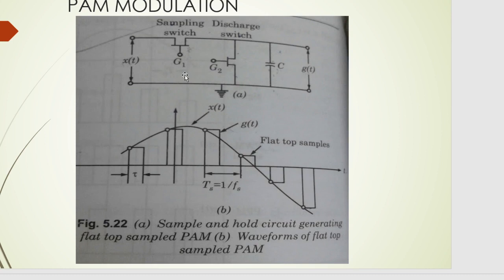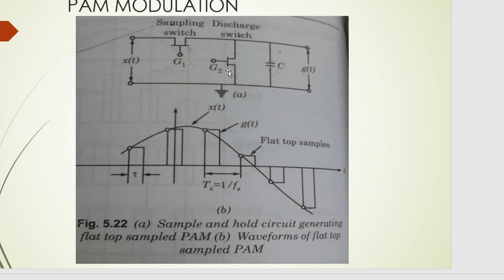So we have a pulse train here which is directly applied to the sampling switch, and the same pulse train is applied to an inverting amplifier, and after that the inverted form of this pulse is applied to G2. So when G1 is on, when the first transistor is on, the second field effect transistor will be off, and when the first is off, the second will be on. So this will be the case.